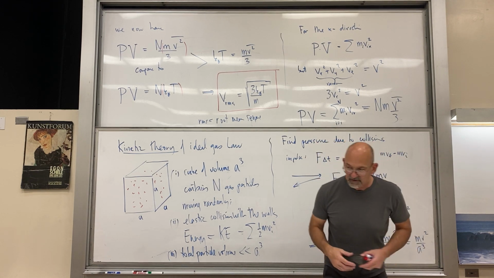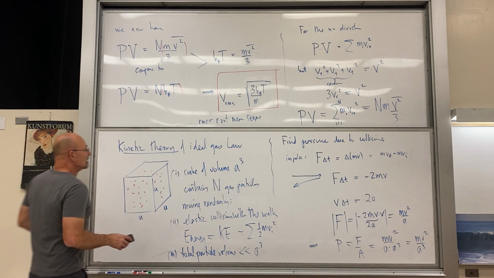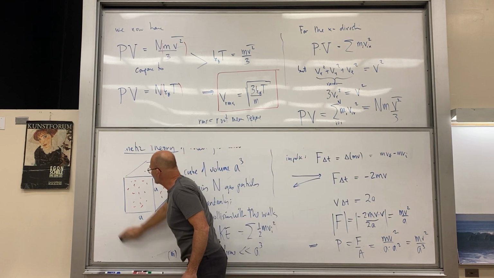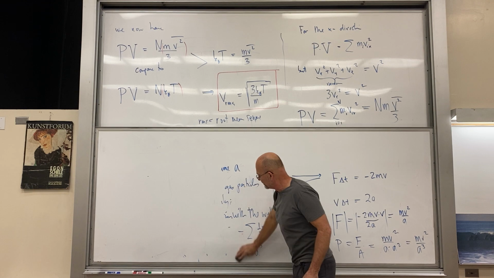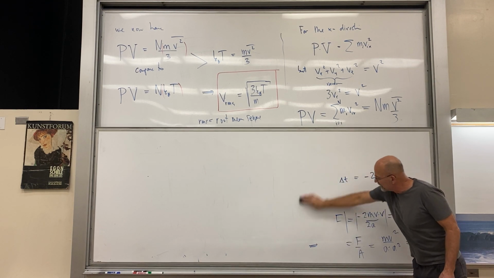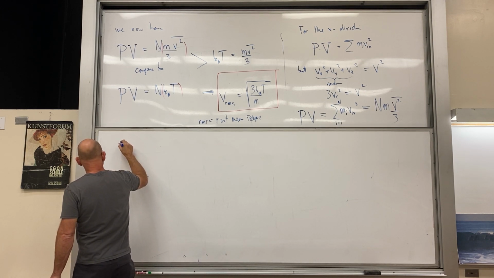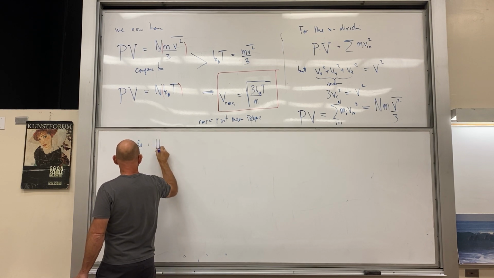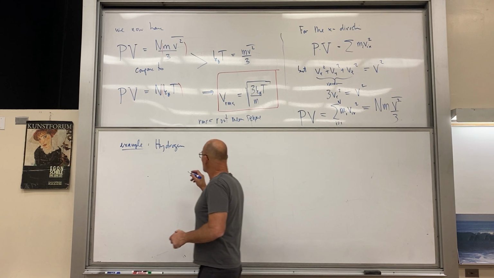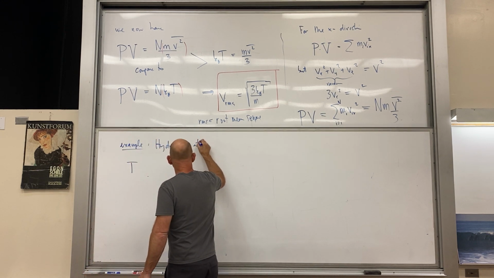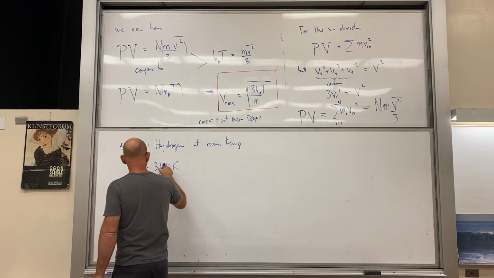Excellent. Okay, where do we go from here? Let me check the time. You know, we'll just estimate a speed right now. Example, hydrogen. Okay, so hydrogen's a gas at room temperature. This will give us a good estimate. So T is somewhere around 300 Kelvin.